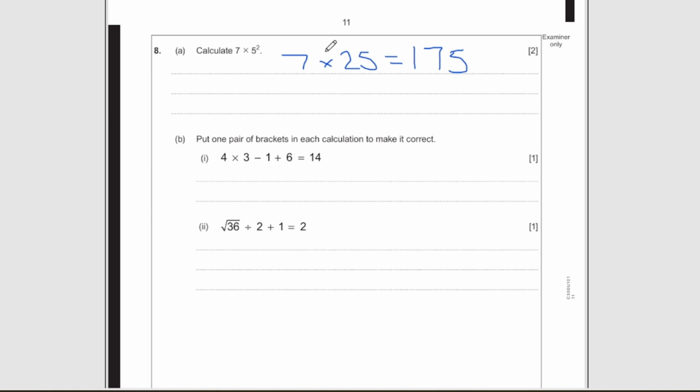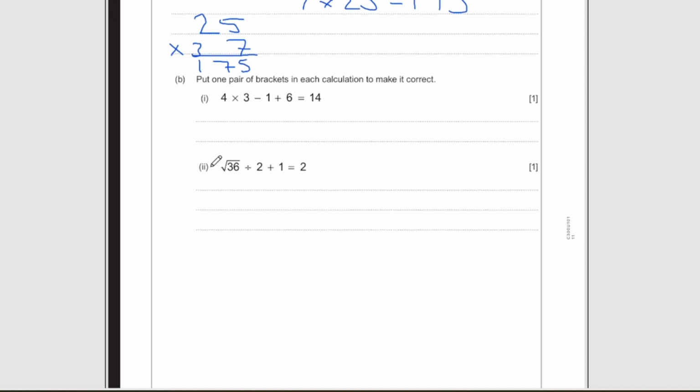You could also do it, I would actually say, if you're not sure on the times tables here, use the column method. So you could do it 25 times 7. 5 times 7 is 35. Carry the 3. 7 times 2 is 14 plus 3, 17. 175. So definitely use the column method if you need to.